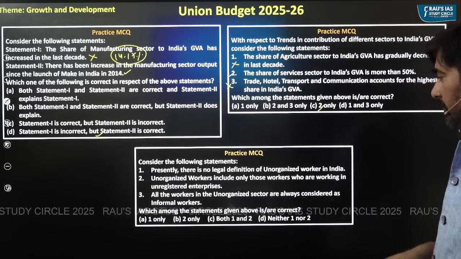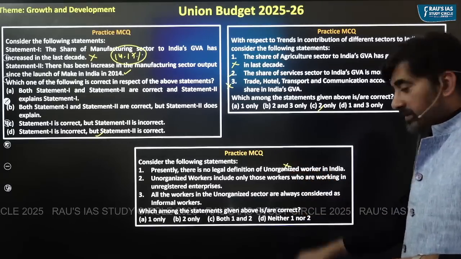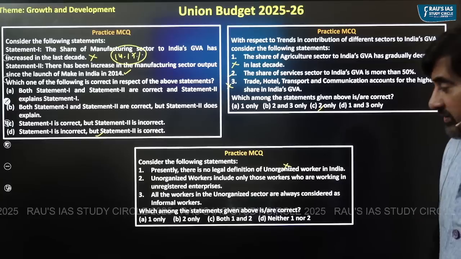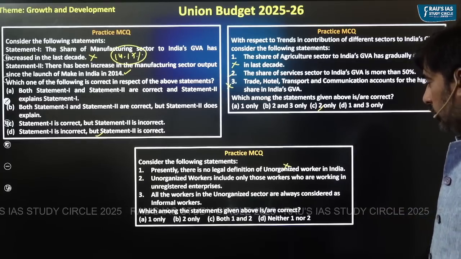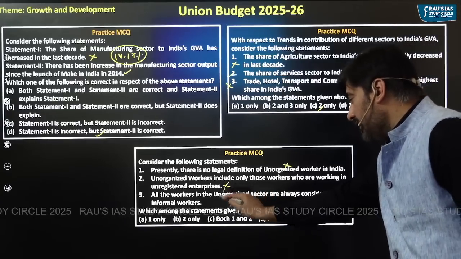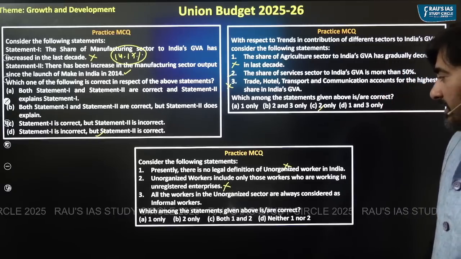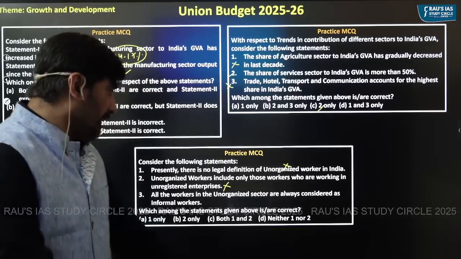Last, presently there is no legal definition of unorganized worker. There is a legal definition, as we discussed. Unorganized workers include only those workers who are working in unregistered enterprises. It is wrong. The reason being, unorganized workers also work in the organized sector.